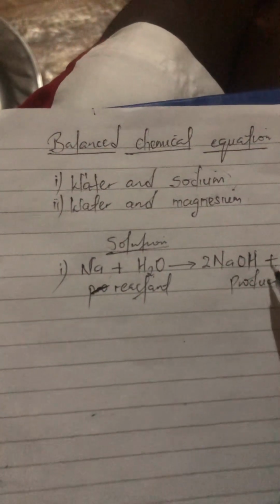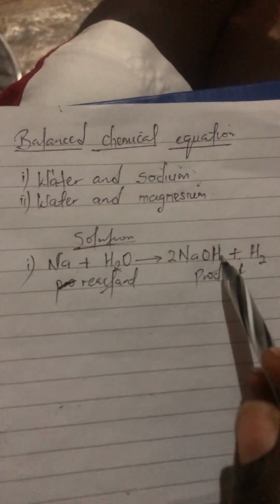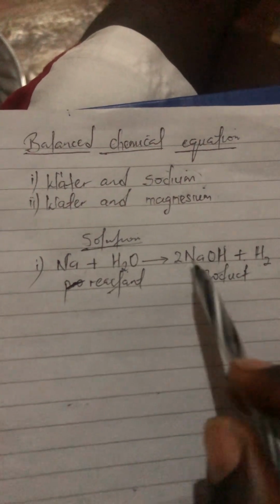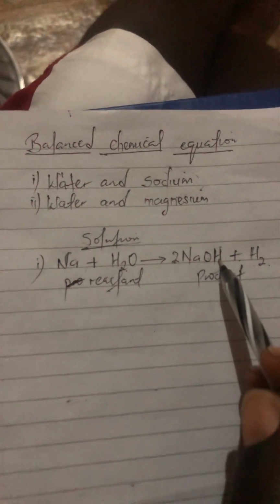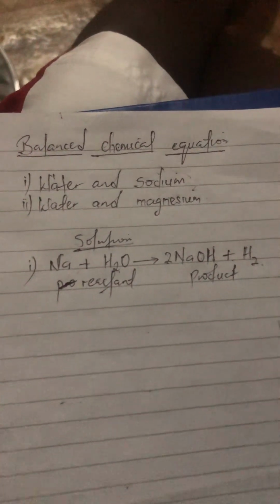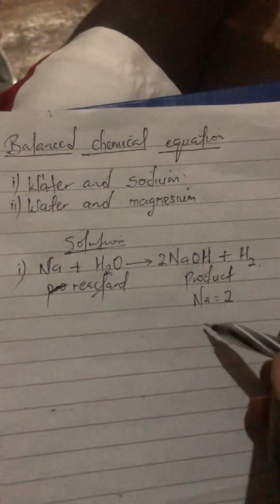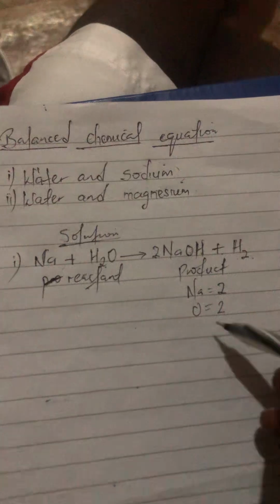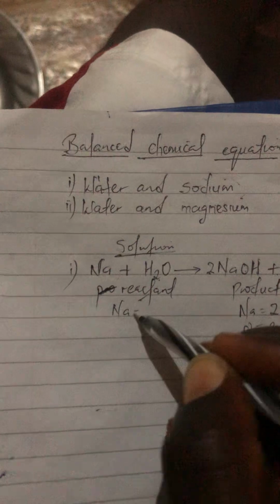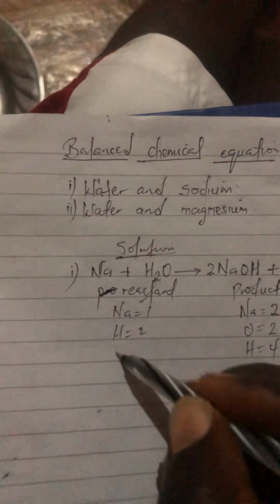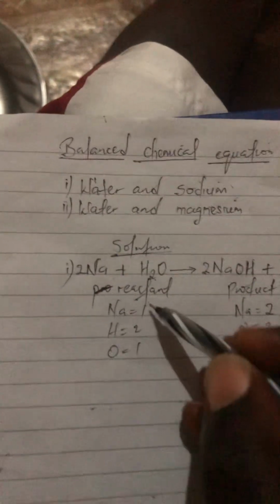Now when we put 2, that 2 is going to affect sodium, it is also going to affect oxygen, and it's going to affect hydrogen. So meaning now, instead of having 1 oxygen here, now we have 2 times 1, which is 2, and hydrogen 2 plus 2 gives us 4. So now sodium is equal to 2, oxygen is also 2 in the product side, and hydrogen is 4. Now here we have sodium equal to 1, hydrogen is 2, and oxygen is 1. So in order to balance this now, we are going to write here 2.